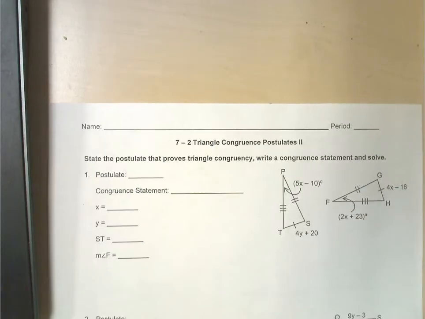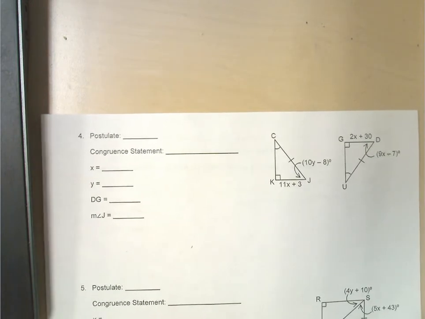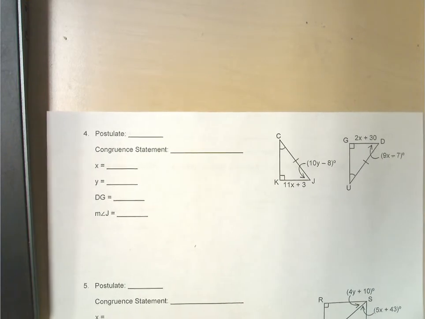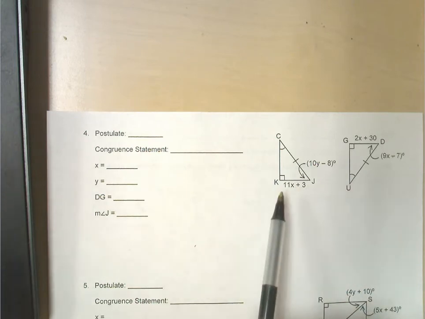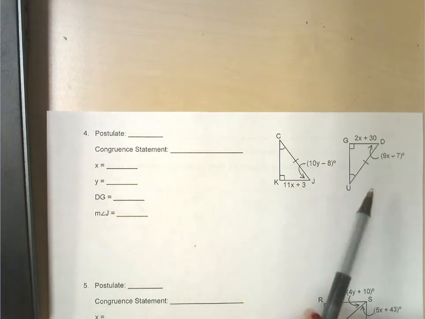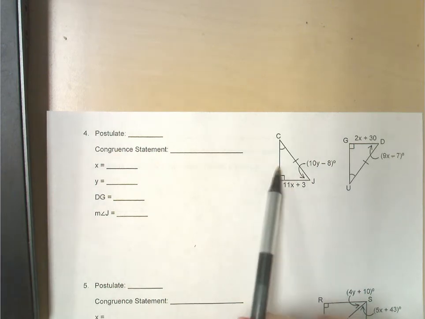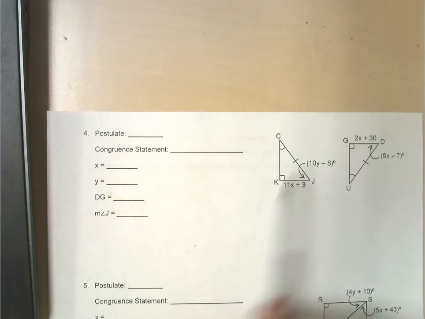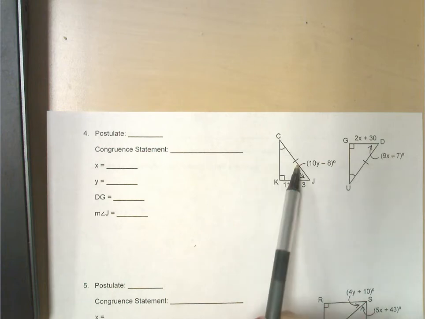Alright, so for your 7-2 assignment, I'm doing number 4 as an example. In this one, first I have to determine what postulate proves that those two triangles are congruent, which means they have the same shape and the same size. And so to determine which postulate I'm using, I look at the angles and the sides.